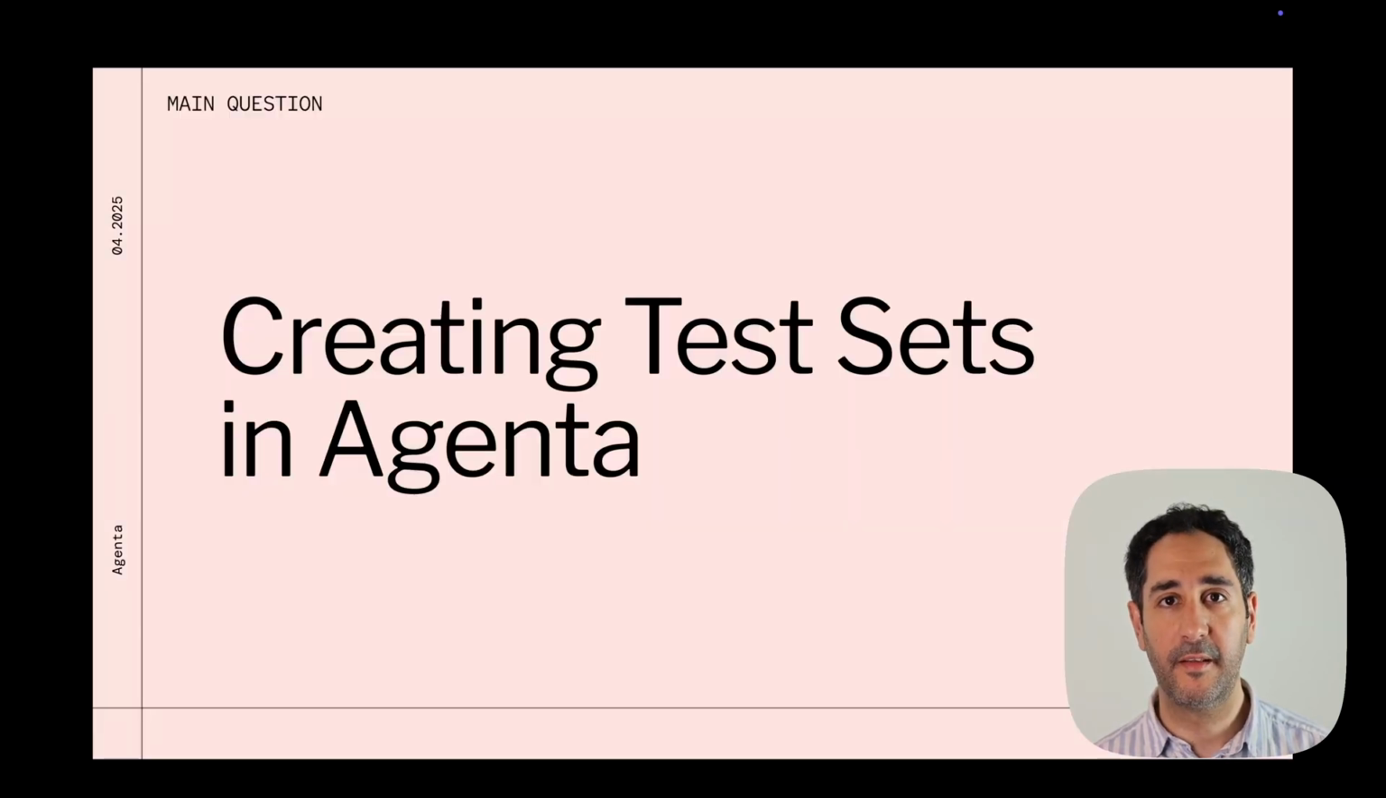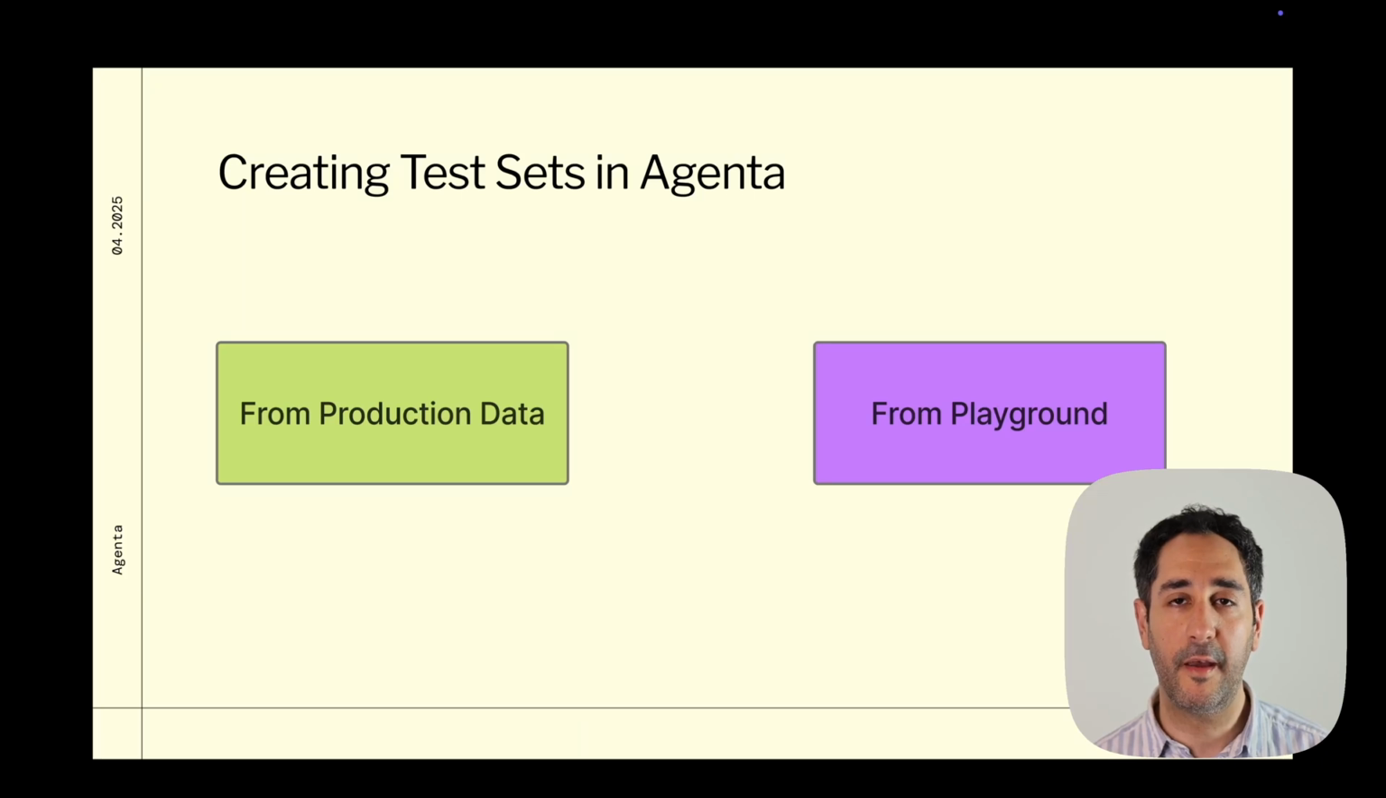With that being said, let's look into how to create test sets in Agenta. There are multiple ways to do this. We can obviously upload a CSV or a JSON, but what I'm going to talk about today is creating test sets from production data, like from how your users are interacting with your application, or creating it from the playground.